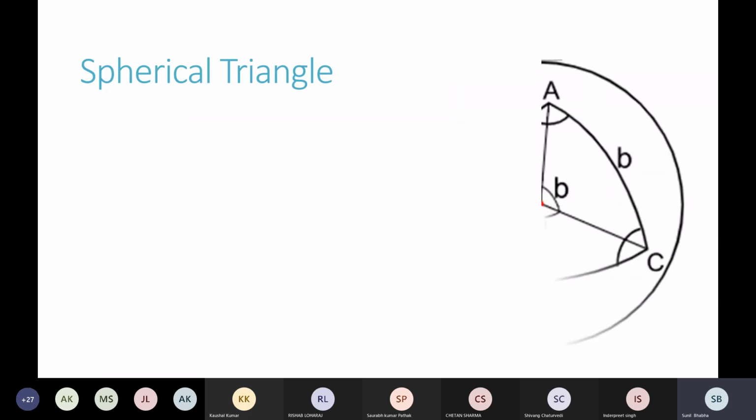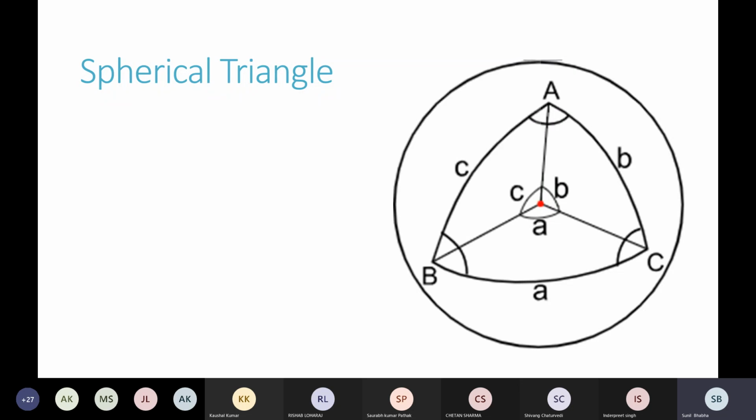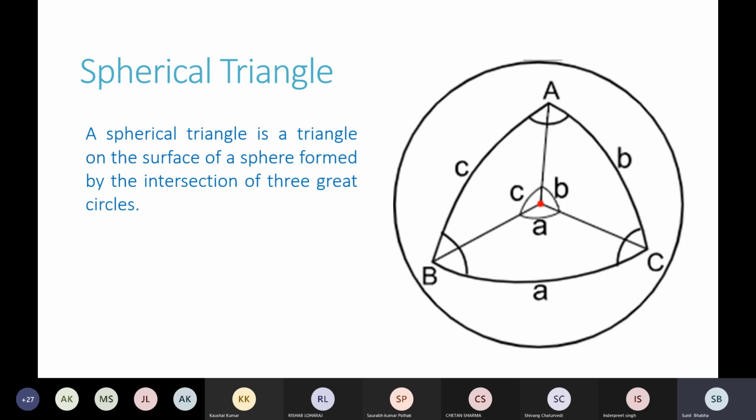Now we move on to the concept of a spherical triangle. We are familiar with plane triangles. We use them very often in our calculations. Now we are going to understand what is a spherical triangle. We have the diagram on the screen. A spherical triangle is a triangle on the surface of a sphere formed by the intersection of three great circles.